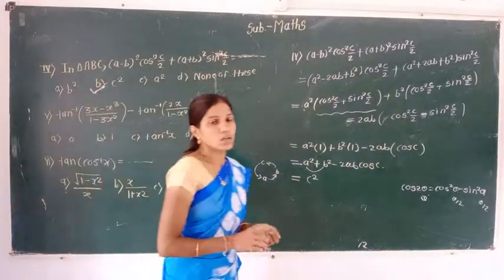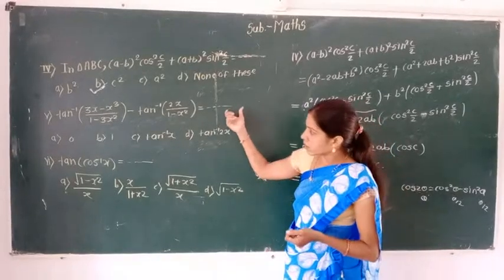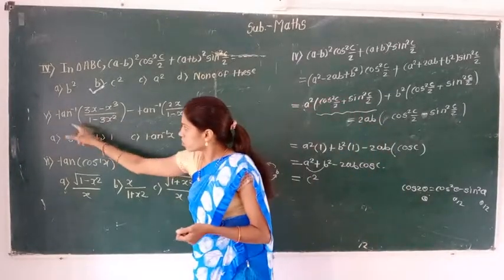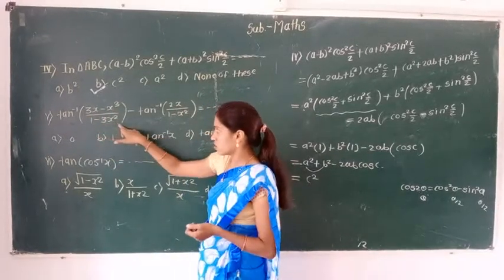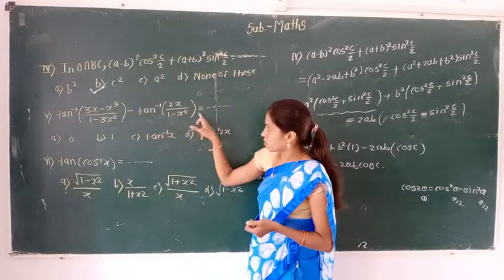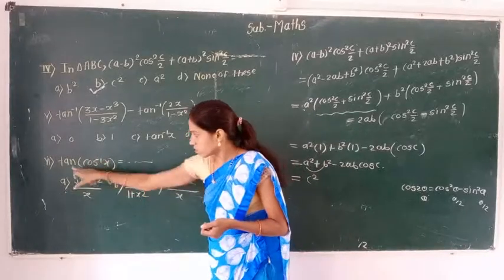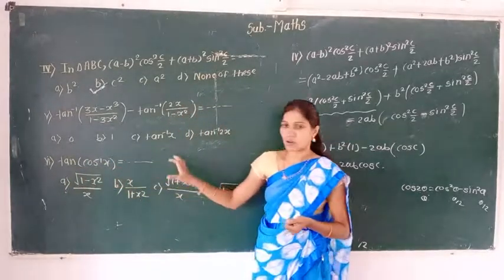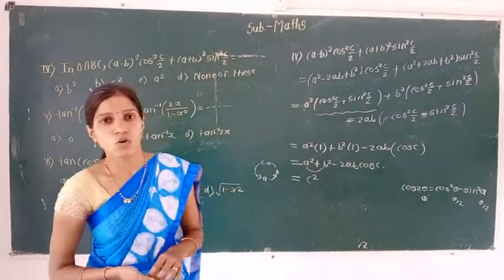So the next two MCQs are for homework. The next MCQ is tan inverse of (kx minus x cube) divided by (1 minus kx square) minus tan inverse of 2x divided by (1 minus x square). Now the next MCQ is tan of cos inverse x is equal to, find out the value. Now in this way we will stop here.